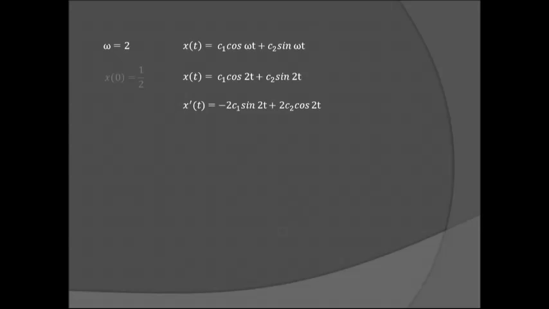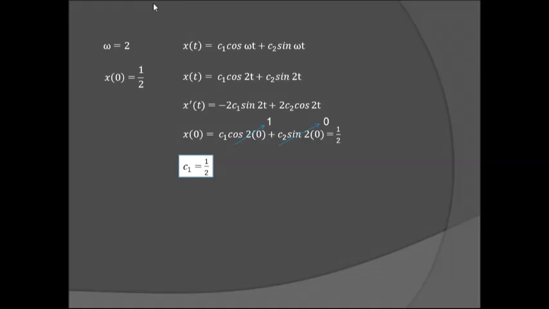It was mentioned from the previous slides that our initial displacement is 1/2. So we'll substitute t equals 0. We have x(0) = c₁ cos(2·0) + c₂ sin(2·0) = 1/2. Sin(2·0) is just equal to 0, and cos(2·0) is equal to 1. So we're left with c₁ is equal to 1/2.